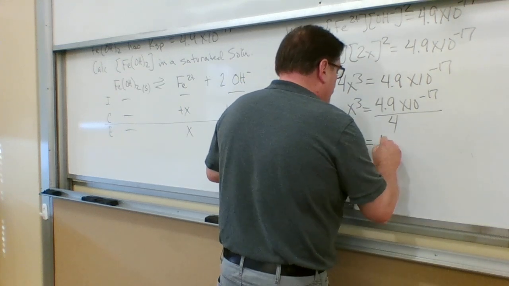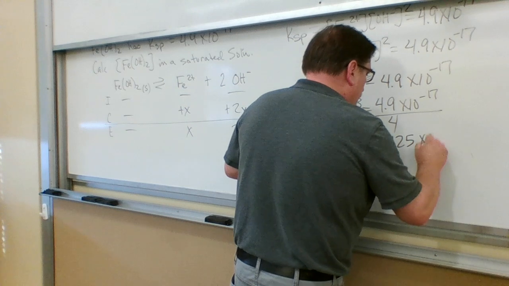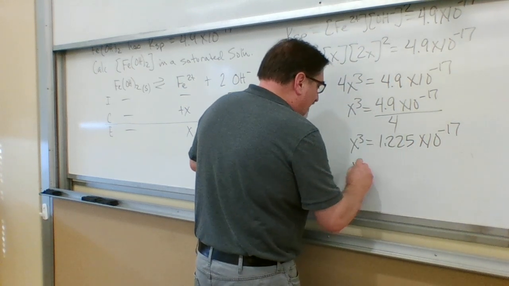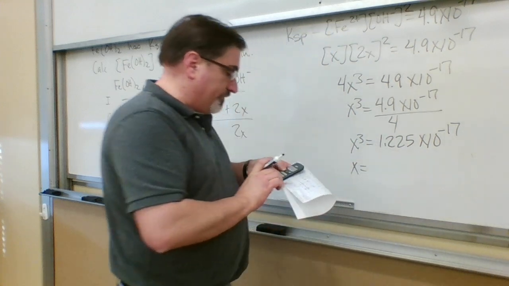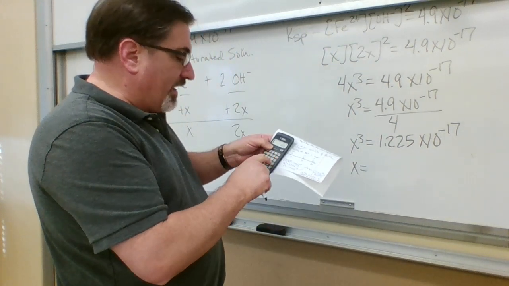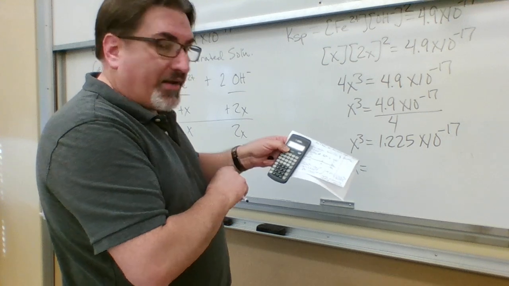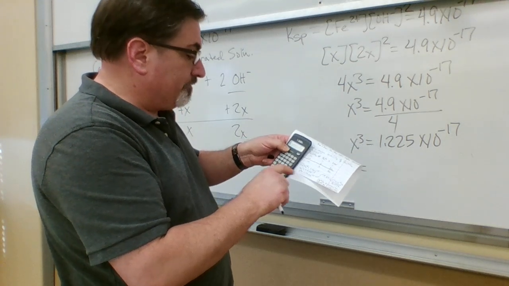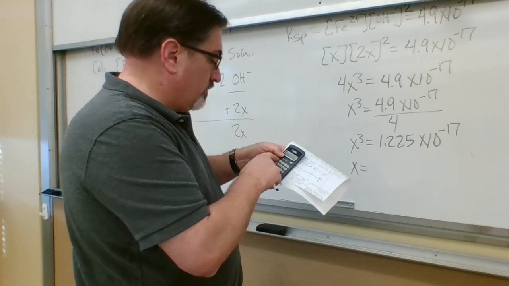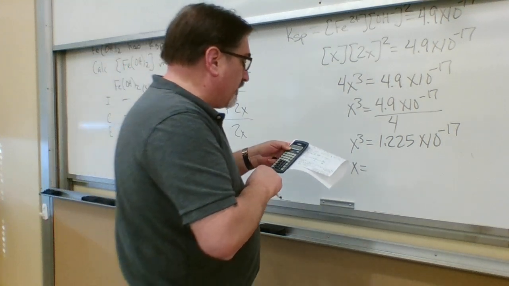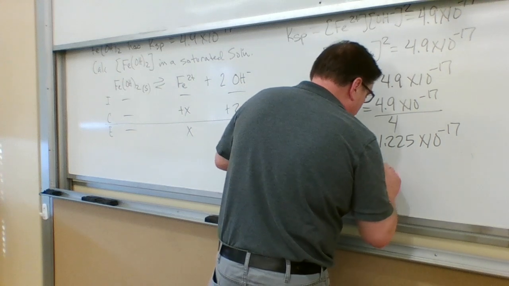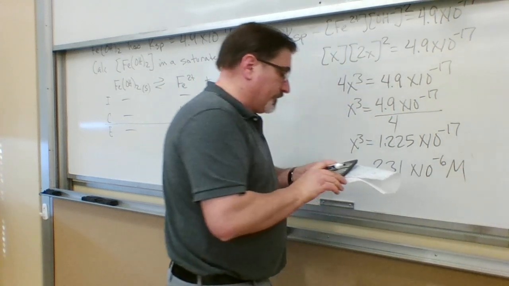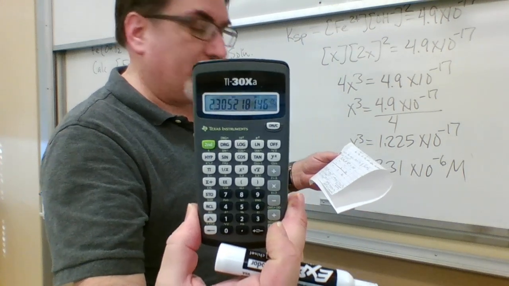1.225 times 10 to the minus 17th. So X is the cube root of what's on your screen. So y to the X, 3, and 1 over that to get the third power, to the 1/3 power, equals 2.31 times 10 to the minus 6th. That's molar. 2.31 times 10 to the minus 6th.